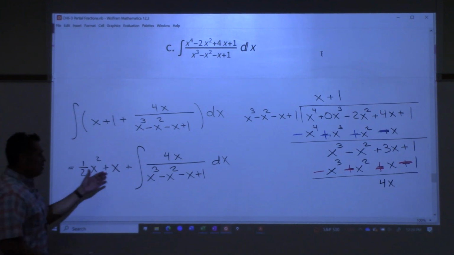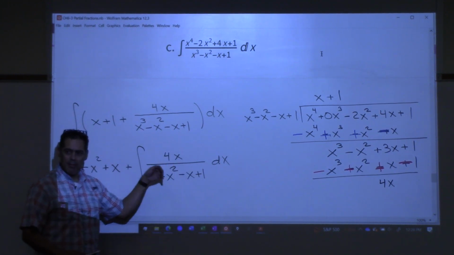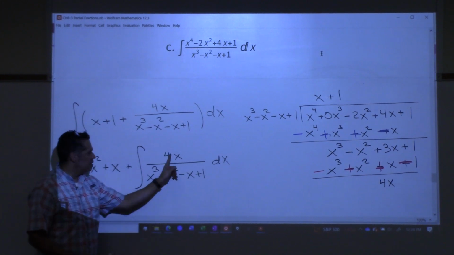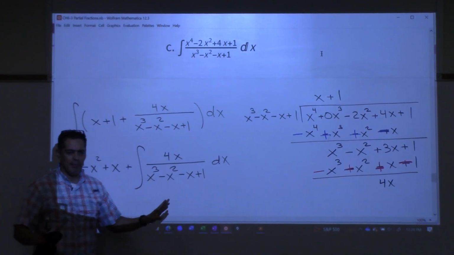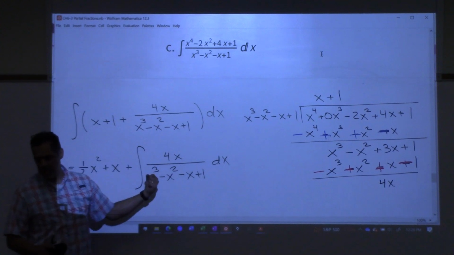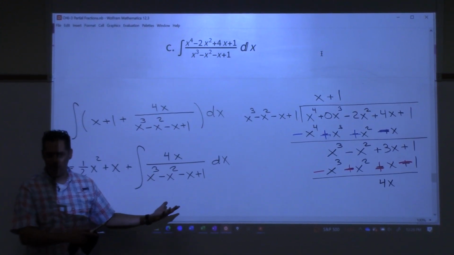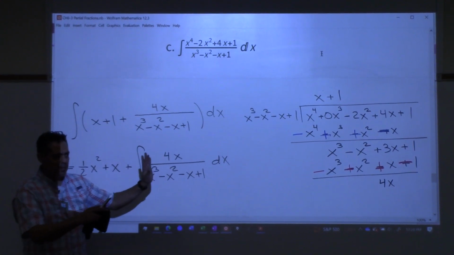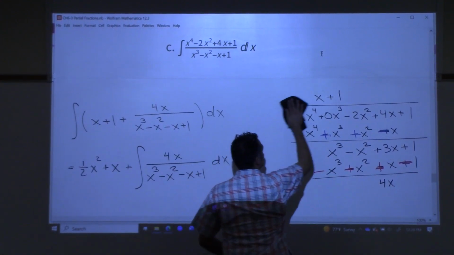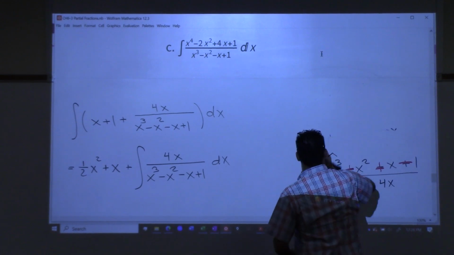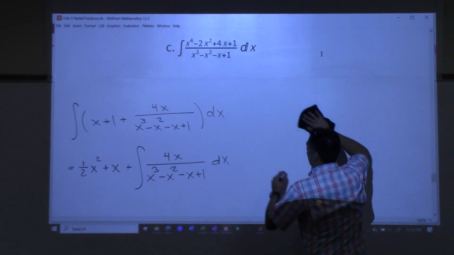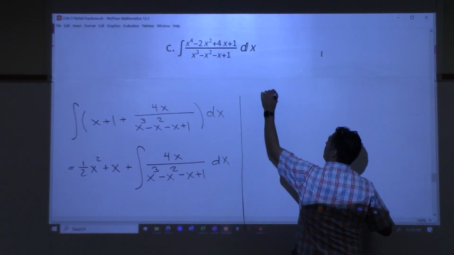Now, this is like a new problem, okay? Polynomial over polynomial. The degrees we've already taken care of. There's not going to be long division. It came from long division, didn't it? So now I can go straight to the partial fractions. I'm going to step to the side again. Partial fraction decomposition.